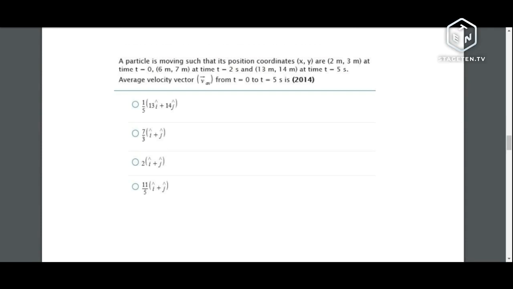Now the fifth one says that a particle is moving such that its position coordinates x, y are 2 meter, 3 meter at time t equal to 0, and 6 meter, 7 meter at time t equal to 2 seconds, and 13 meter, 14 meter at t equal to 5 seconds. Find the average velocity vector V average from t equal to 0 to t equal to 5 seconds. So you need to find average velocity in this case between t equal to 0 and t equal to 5 seconds. So please try to answer this in the live chat.